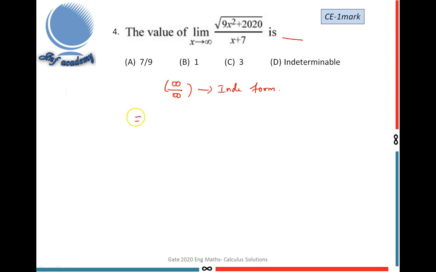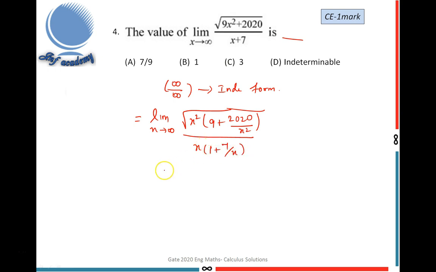In this case, as x tends to infinity, you have to take the highest power of x outside in the numerator and the highest power of x outside in the denominator also. In the numerator, square root of x square is the highest power. So in the square root of x square, 9 plus 2020 by x square, divided by, in the denominator the highest power is x only. Take x outside, we get 1 plus 7 by x. Square root of x square is x, so this x and this x are cancelled.